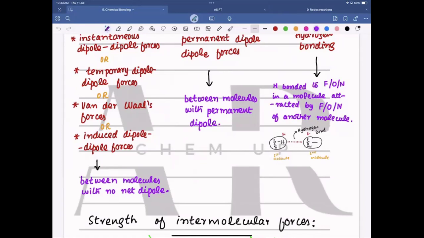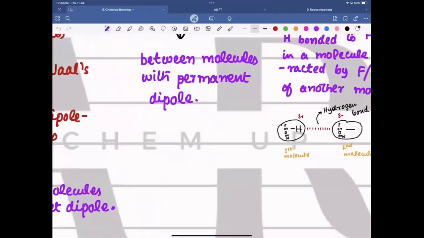I have to explain two things over here. For example, in permanent dipole, as I have given you the example, we have one HCl molecule and we have another HCl molecule. As the two atoms have different electronegativity, the chlorine end of the molecule becomes partial negative and the hydrogen end of the molecule becomes partial positive. That's why we say they have a permanent dipole, right? Yes, sir.